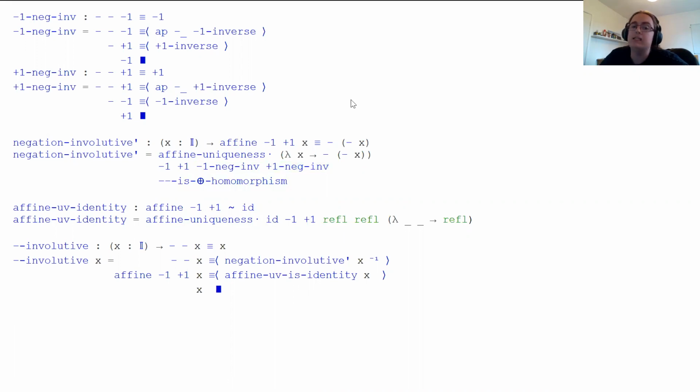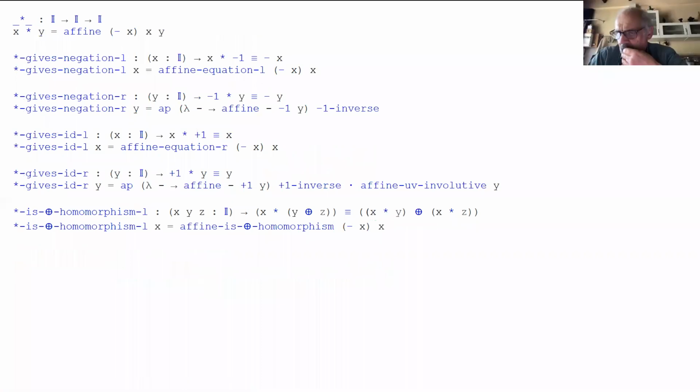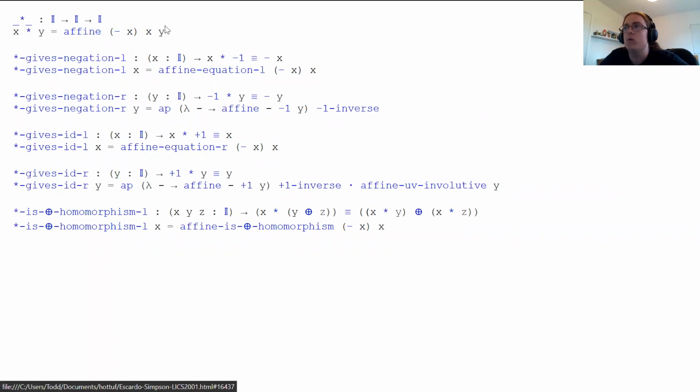So negation can be easily defined, and we easily derive involution. I really want to convince you this axiomatization is nice and quite neat, so we'll also look at multiplication. Multiplication by x is defined as affine(-x, x). So x times y is affine(-x, x)(y). So if y is -1, it's taken to -x. If y is +1, it's taken to x. And if it's neither, then it's taken somewhere in between.